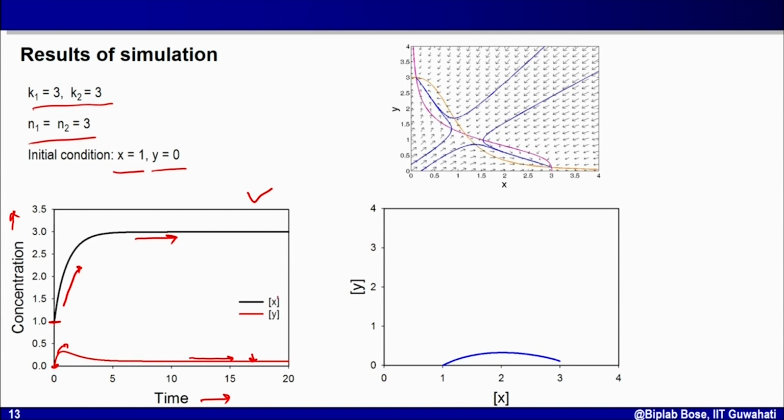So the steady state of x is higher than the steady state of y. If I draw the phase plane from the same data, in the first plot I have time versus x and y, and in the second plot I am plotting x on the horizontal axis and y on the vertical axis. The same data is plotted here, so I get a phase plot.